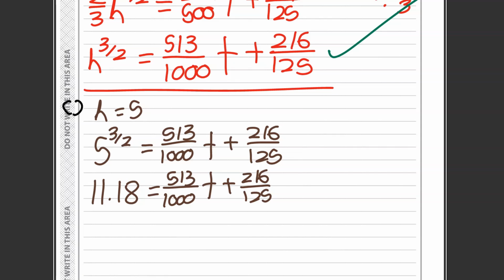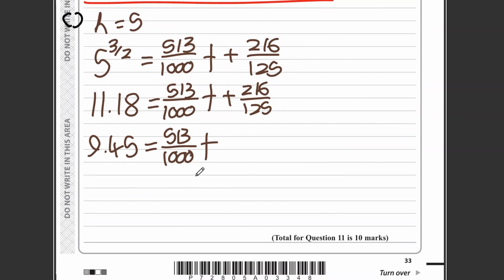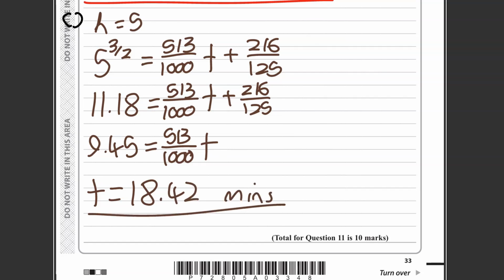Move this 216 over 125 onto the other side, so it becomes 9.45 is equal to 513 over 1000 t, and then divide both sides by 513 over 1000 to get that t is equal to 18.42 minutes. So it takes 18.42 minutes for water to completely fill the tank.